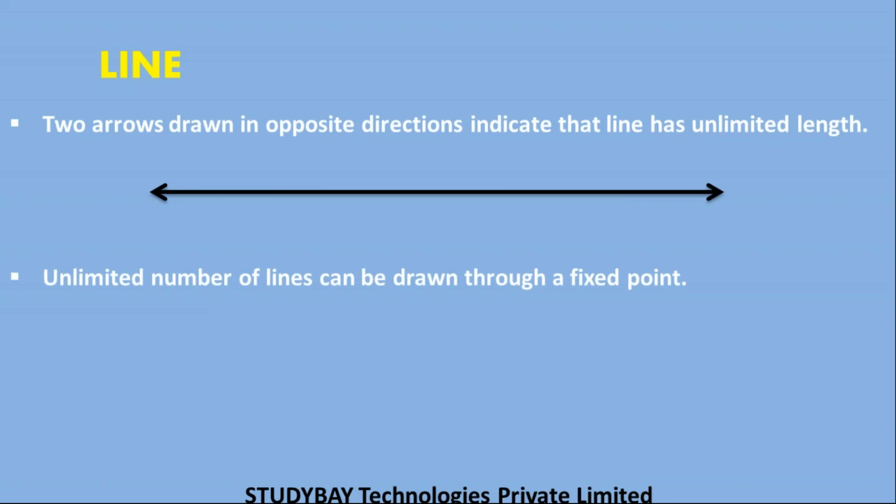Now, an unlimited number of lines can be drawn through a fixed point. Let's say we have this particular fixed point, the red dot as you can see over here. If we try to draw different lines over here, it can be something like this. So you can practically draw an unlimited or infinite number of lines through this particular fixed point.